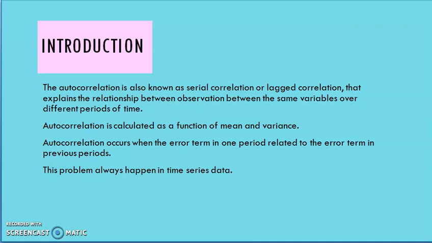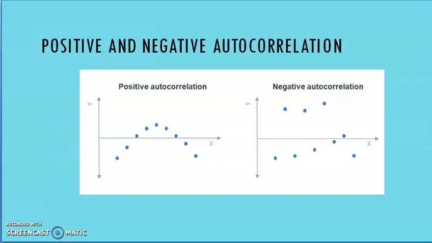As an introduction, autocorrelation is also known as serial correlation or lag correlation. It explains the relationship between observations of the same variable over different periods of time. Autocorrelation is calculated as a function of mean and variance. Autocorrelation occurs when the error term in one period is related to the error term in the previous period. This problem always happens in time series data.